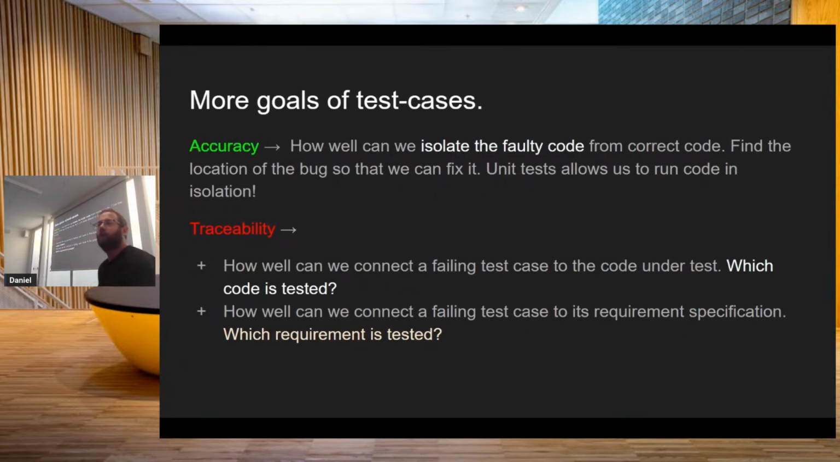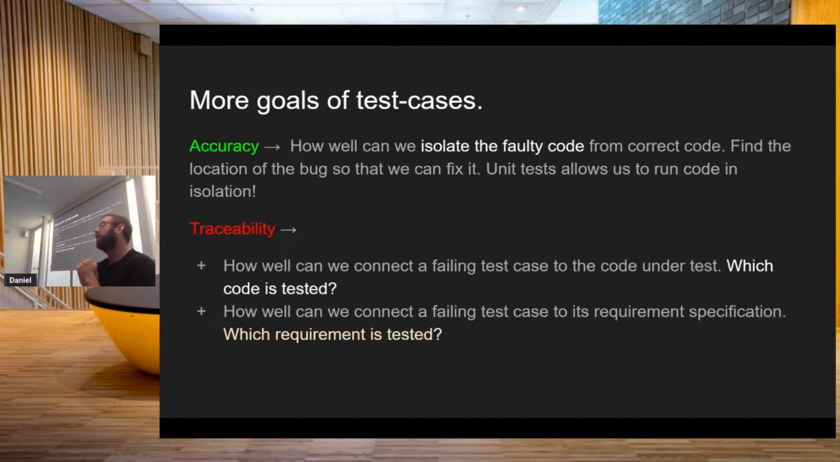Okay, more goals of test cases. Accuracy. The first one is, how can we isolate the faulty code? If I run only the add method in a unit test, then it's very easy to say that, okay, this unit test broke, and the fault must be in the add method.